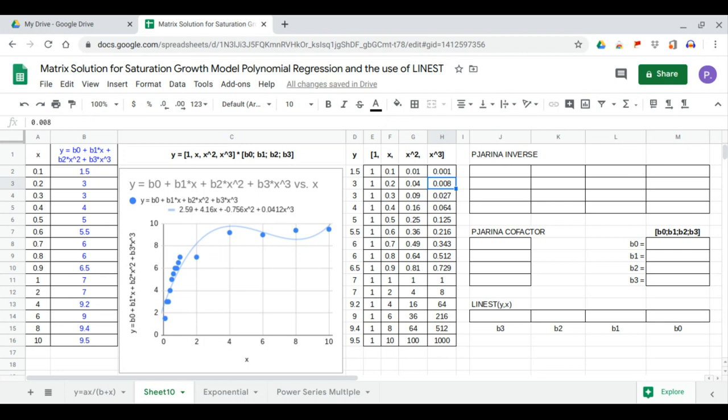Next, we calculate the matrix inverse. But before we do that, let's try the LINEST. For the LINEST, we just enter it because we have transformed the dataset into the polynomial form. We have LINEST, y values, data y, and data x.